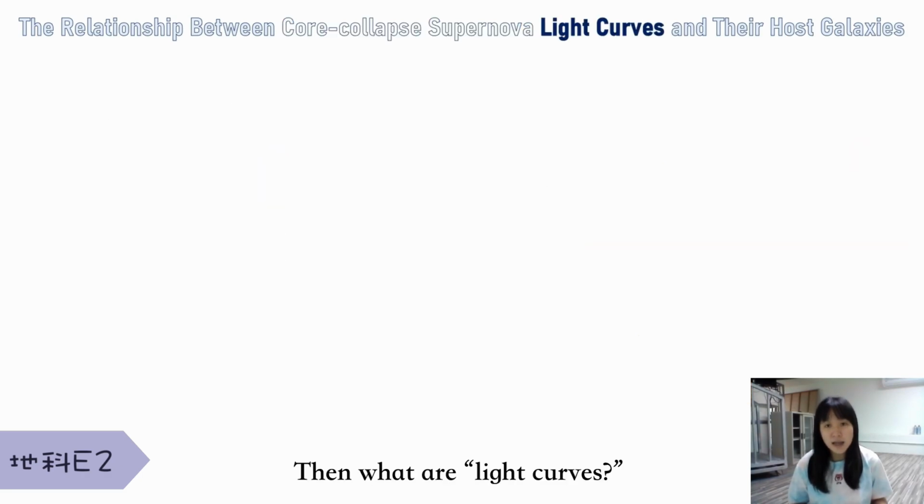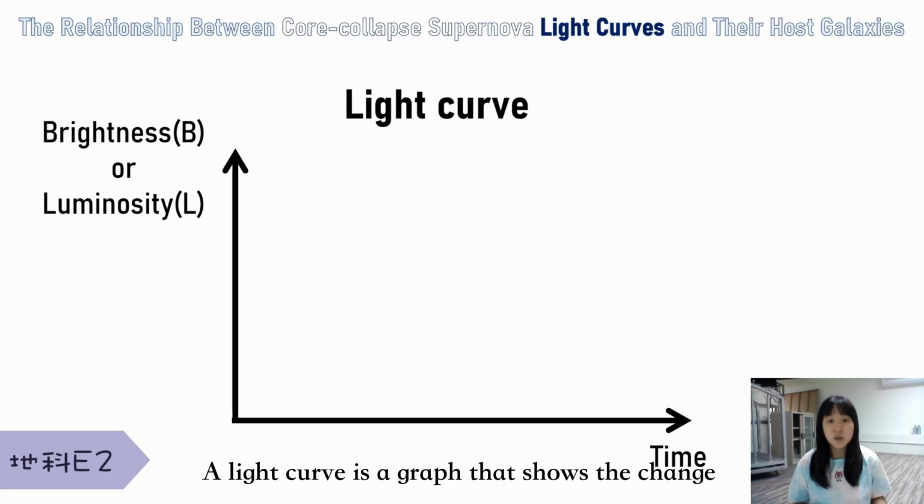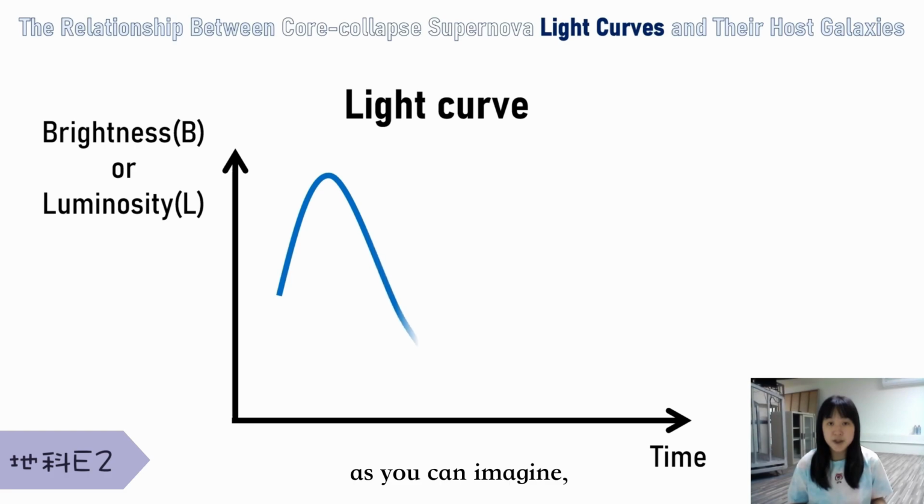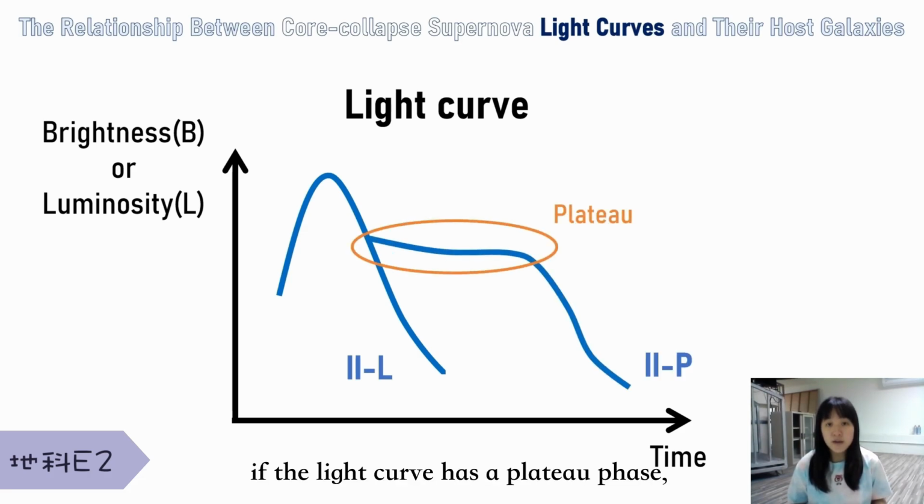Then what are light curves? A light curve is a graph that shows the change of the brightness or luminosity of an object over a period of time. When it comes to the light curve of a supernova, as you can imagine, the curve climbs up at the beginning, reaches the peak, then declines. In type 2 supernova, if the light curve has a plateau phase, then it is classified into type 2P.